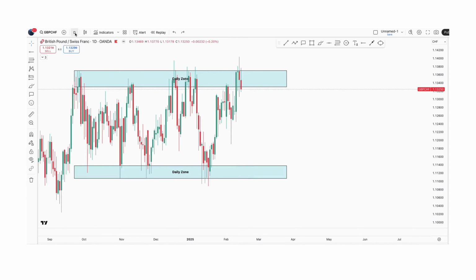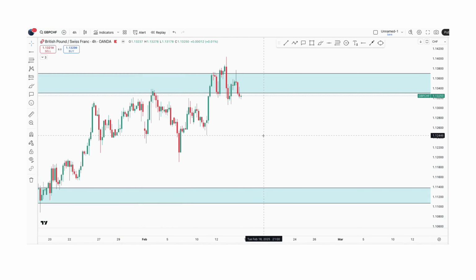So what I would like to see on the 4-hour time frame, where I like to do my entries, is price get a nice breakdown of here and a pullback back into this area, give me a nice entry, whether that's a bearish pin bar, bearish engulfing, or evening star, and then potentially take an entry back down to that support. And that's going to be Great Britain Pound CHF going into this week.